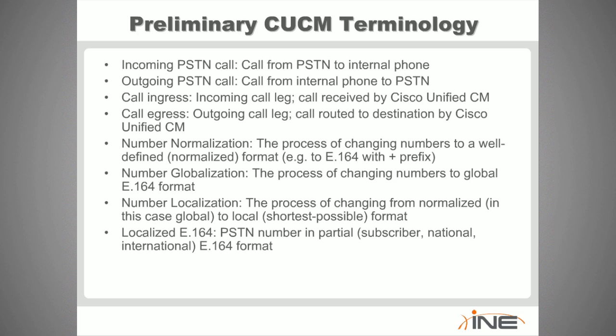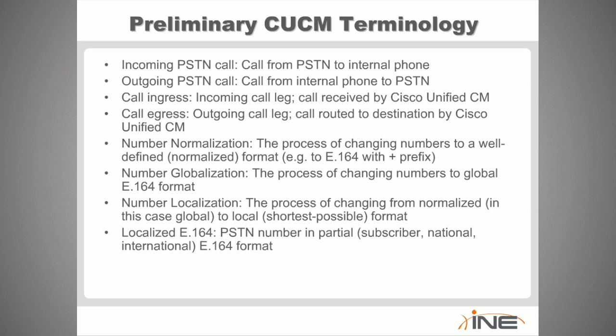And so that's the next terminology, call egress. So this is the outgoing call leg, call routed to a destination by Cisco Unified CM. Again, that destination could be an IP phone. So if I'm picking up the phone, 1001, and I'm dialing 2001, that is an example of an ingress and an egress call. The ingress is from 1001, the calling party. The egress is to or toward 2001, the called party. The call could be coming in from a gateway and going out to an IP phone. It could be coming in from an IP phone, going out to a gateway. Technically, it could be coming in from a gateway and going out to a gateway or trunk. Just depends on how we have call routing set up.